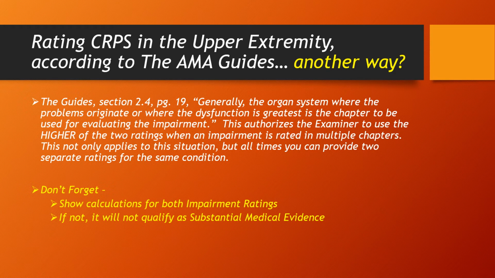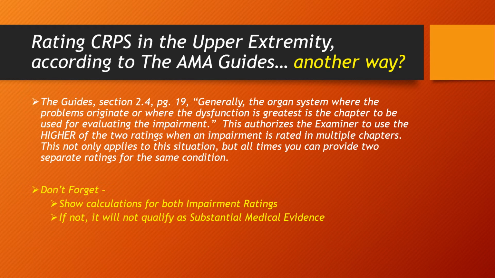So how do we handle it? Well, let's review what's covered way back in Chapter 2 of the guides. In the guides, they state, generally, the organ system where the problems originate or where the dysfunction is greatest is the chapter to be used for evaluating the impairment. Okay, so this authorizes you as an examiner to use the higher of the two ratings when an impairment is rated in multiple chapters. We just mentioned that, Chapter 16 and Chapter 13.